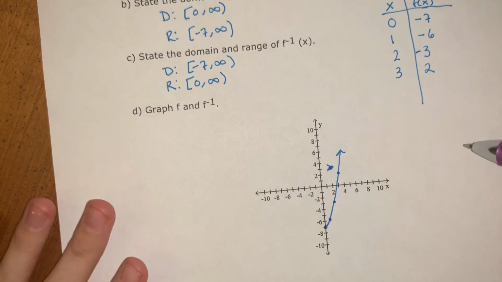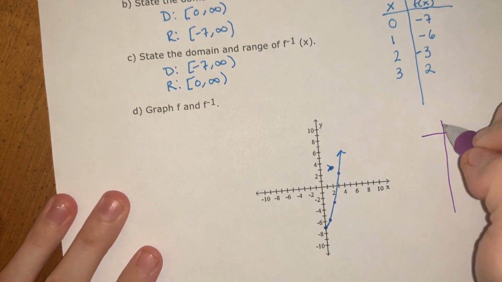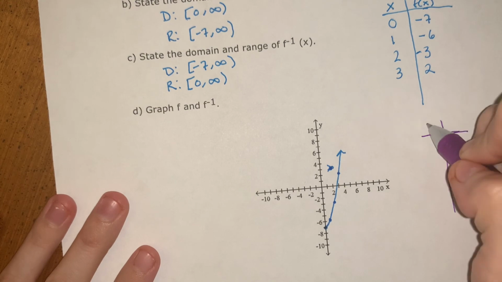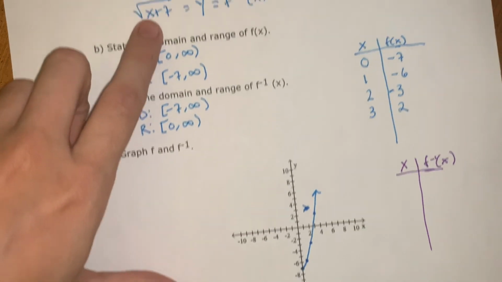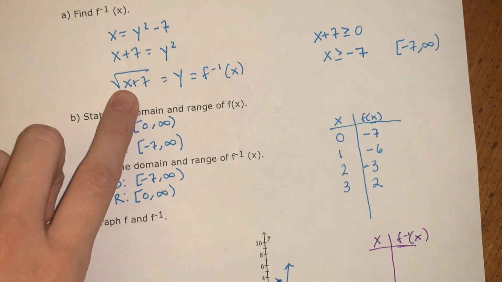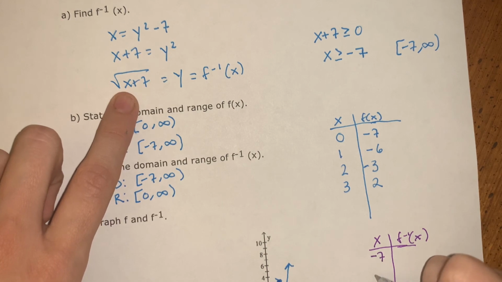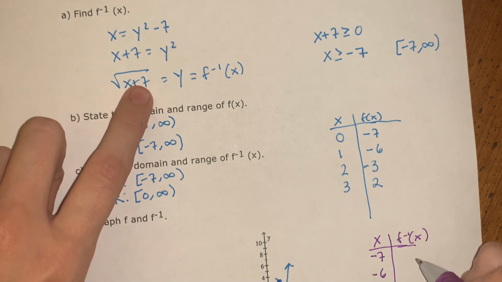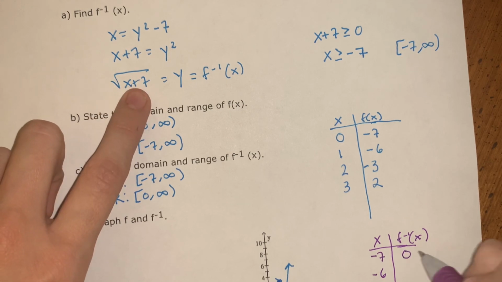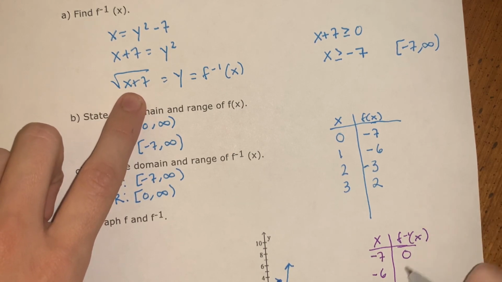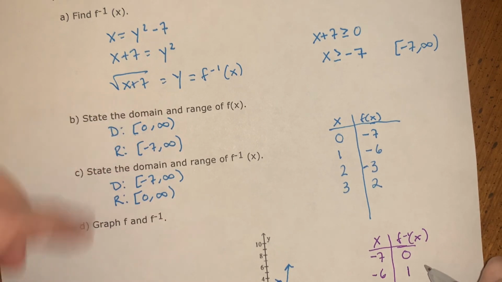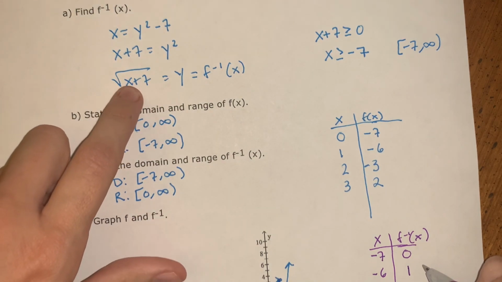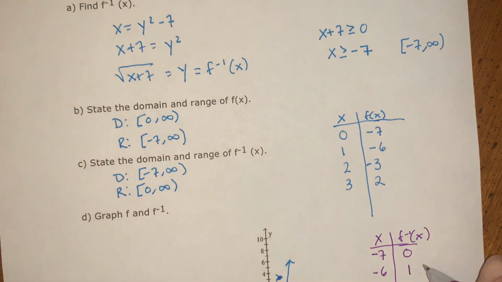You can do a dashed line, but I'm just going to use a different colored pen. So I'm going to create a new x and y chart for my inverse function. So we know our inverse function's domain here is -7 to infinity. So I'm going to start with -7 and then do -6. So -7 plus 7 is 0. Square root of 0 is 0. Right? -6 plus 7 is 1. Square root of 1 is 1. Now I'm going to be choosy about what my next value is going to be, because I want to choose values of x that are going to give me clean results.